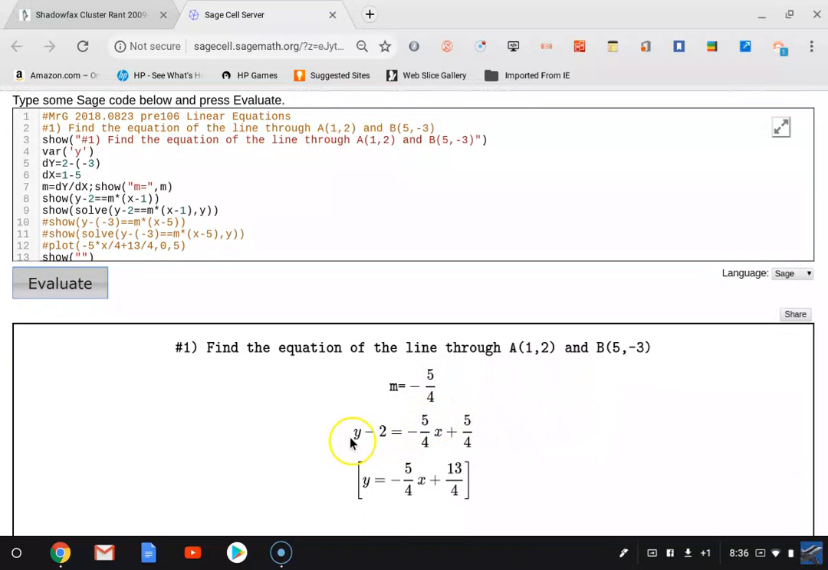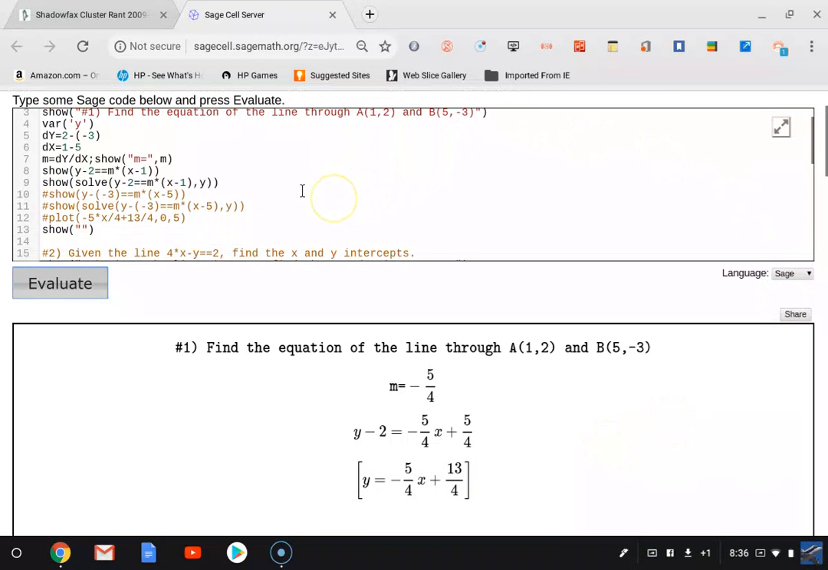So if you write y minus y1 equals m times x minus x1, you get y minus 2 equals the -5/4 times x minus 1. You could have used the other point, putting a -3 here, so y plus 3, and a 5 here, so x minus 5, times the -5/4. So it would end up the same way. If you solve for y, you get the y-intercept of 13/4 and a slope of -5/4, okay?